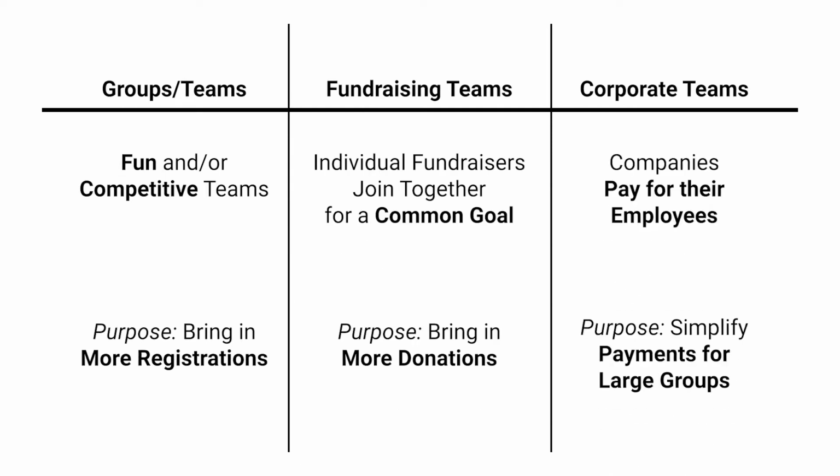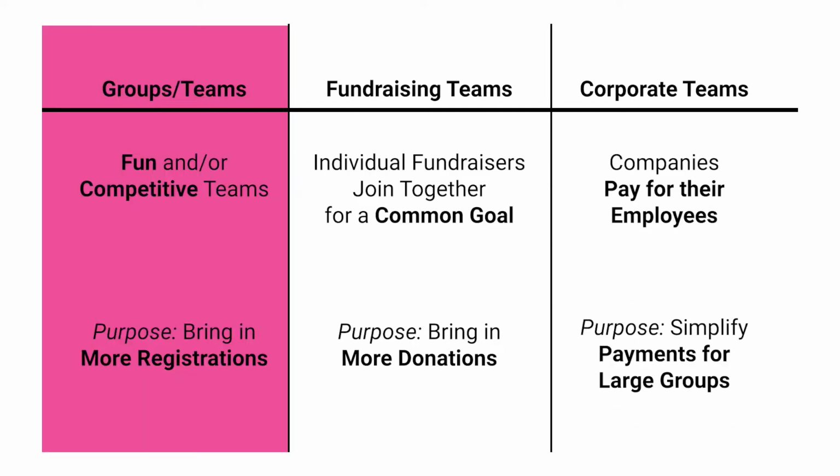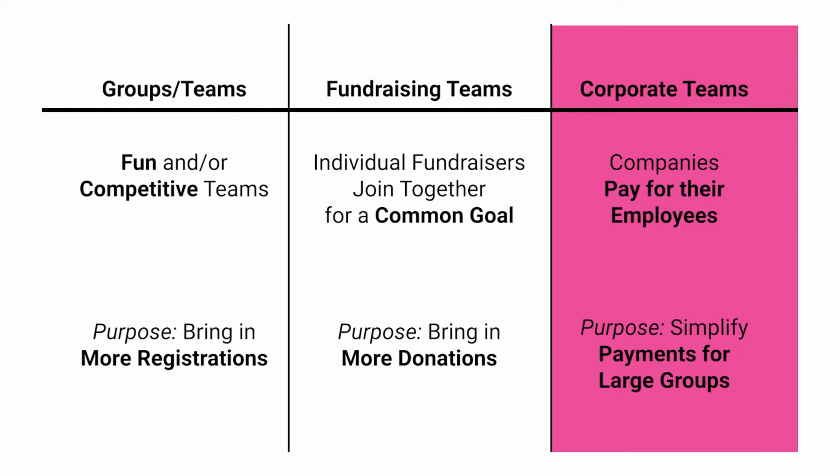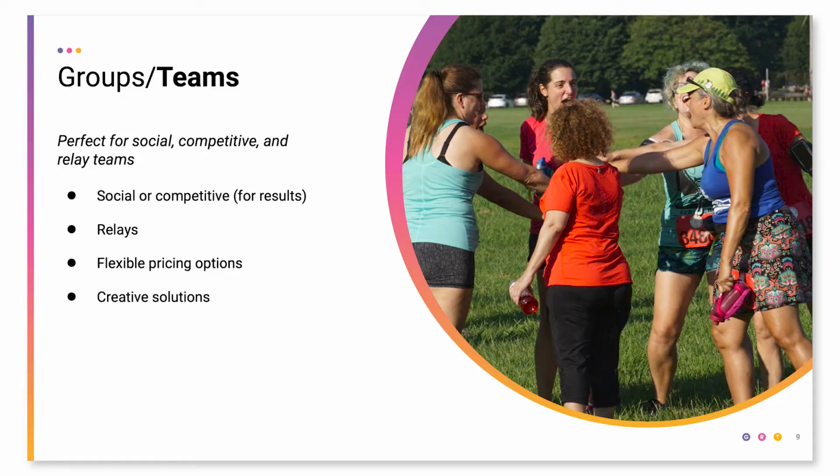So the first and most commonly used team type we have are called groups and teams. These are fun, engaging, the purpose to bring runners in who maybe not normally would run a race. The fundraising teams are made up of a group of individuals who raise money together for a cause, and corporate teams are more geared toward large companies. So the first one we're going to go over is our social team feature, groups and teams.